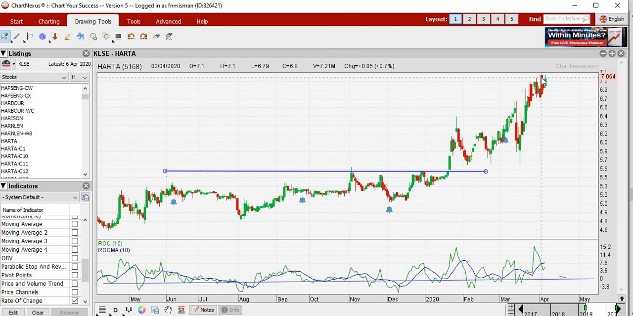So for me, I will wait. If the price makes a pullback or correction, and then reverses or breaks this resistance point, this is the resistance point at about 7 ringgit. When the price breaks this resistance, I will buy later.